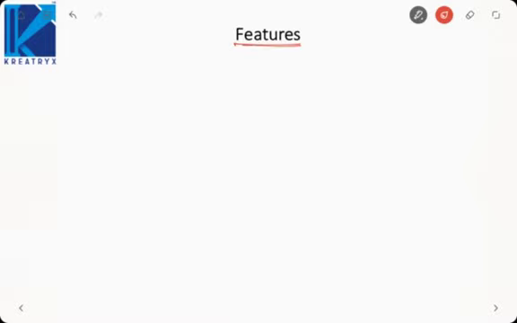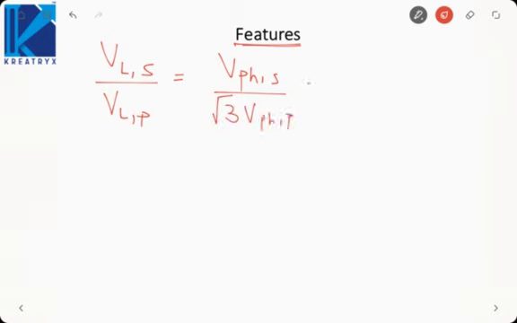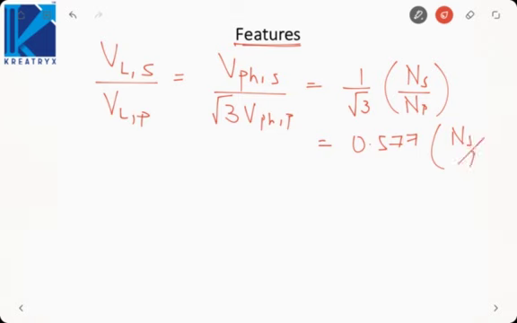First of all, if we find out ratio of line voltages, VL secondary by VL primary. Now secondary side is delta connected, so it will be V phase secondary, but primary side is star connected, so it will be root 3 V phase primary. So it will be 1 by root 3 into NS by NP. 1 by root 3 will be 0.577 NS by NP. In star star and delta delta, we saw that line to line voltage ratio was same as turns ratio, but here it is 0.577 times turns ratio.